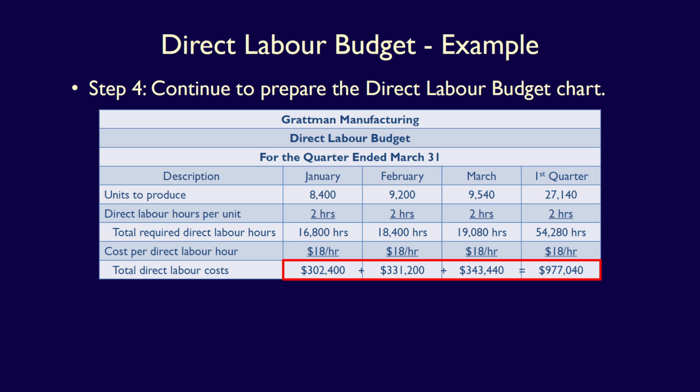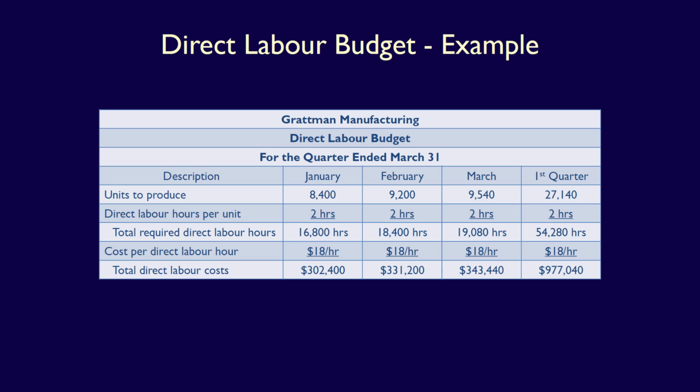We can also do a quick check to ensure that our total direct labor costs are correct by adding the total for each month. $302,400 plus $331,200 plus $343,440 is equal to $977,040. That means that our direct labor budget is perfect. That's it. We have now completed the direct labor budget.